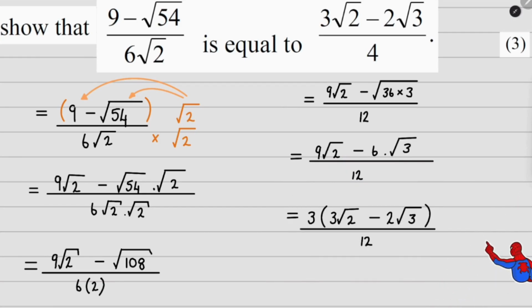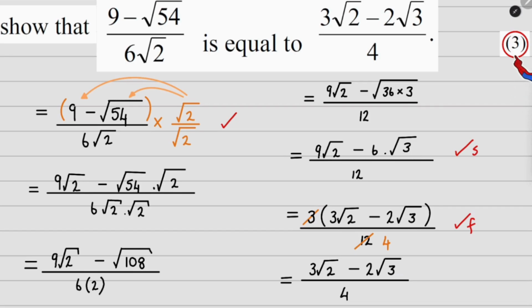And now there's one last thing left to do. I can cancel things on the outside of the brackets. So 3 can fit into 12 4 times. So the 3 will cancel and I'll be left with a 4 at the bottom. And additionally, these brackets can disappear because they're not being multiplied by anything anymore. And we've arrived at the final answer.